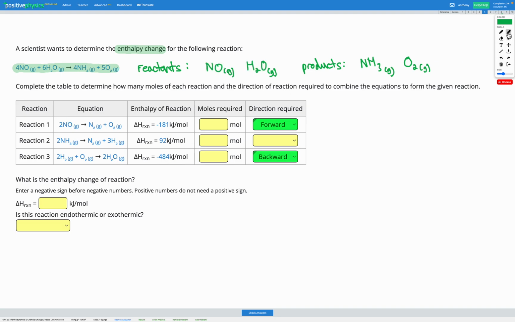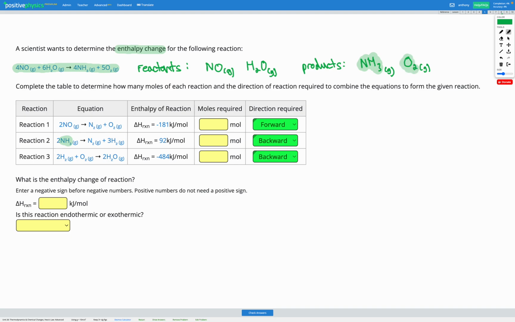Now let's look at our products. One of our products is NH3. We can see NH3 here. That's currently in the reactants of reaction 2, but we need it to be in the products eventually on the right-hand side. So that's telling us reaction 2 is going to have to be backwards.